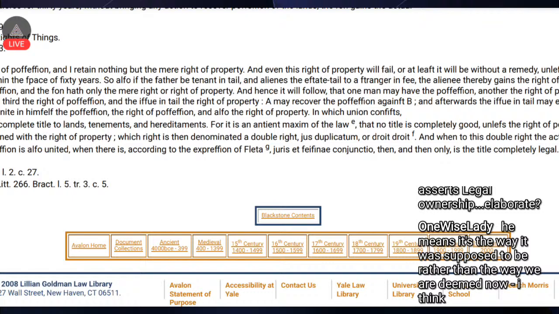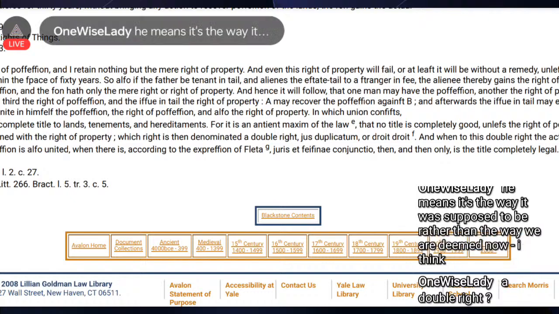So also, if the father be tenant in tail, and aliens the estate tail to a stranger in fee, the alienee thereby gains the right of possession, and the son hath only the mere right or right of property. And hence it will follow that one man may have the possession, another the right of possession, and a third, the issue in tail, the right of property.